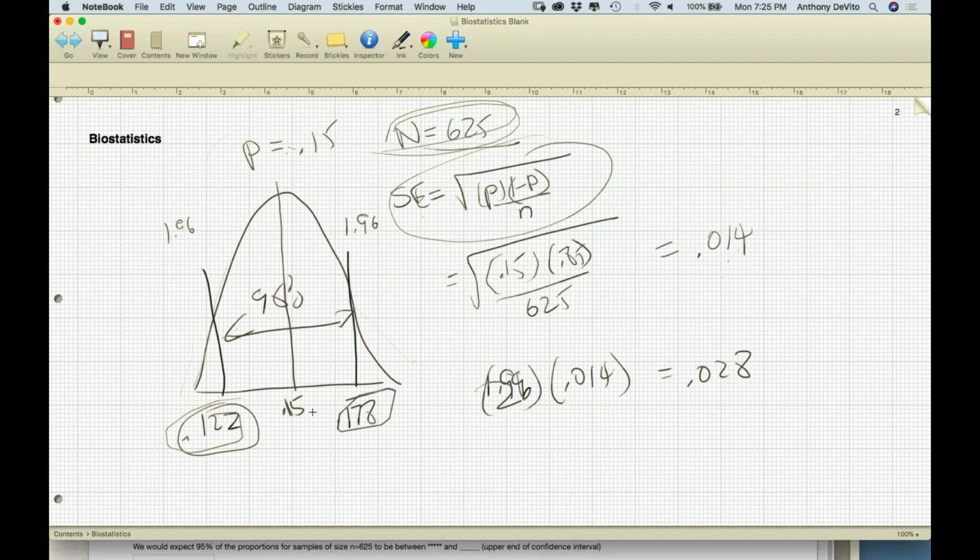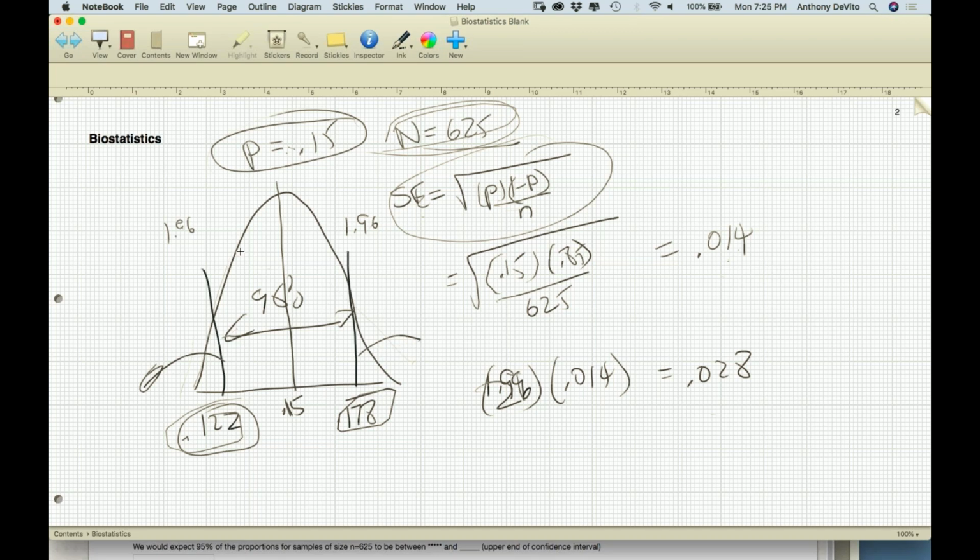So I didn't ask you what the confidence interval was. I don't need to, because I know what the mean is for the population. I asked you: if I took a step back and repeatedly took samples of size 625 from this population, what would be the range of proportions that I would get 95% of the time? Well, 2.5% of the time I would get a value less than 0.122, and 2.5% of the time I get a value more than 0.178.